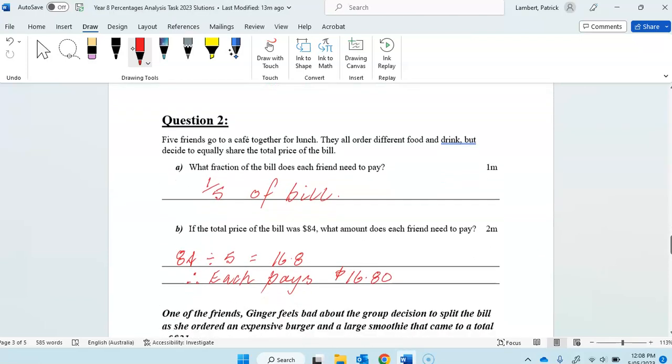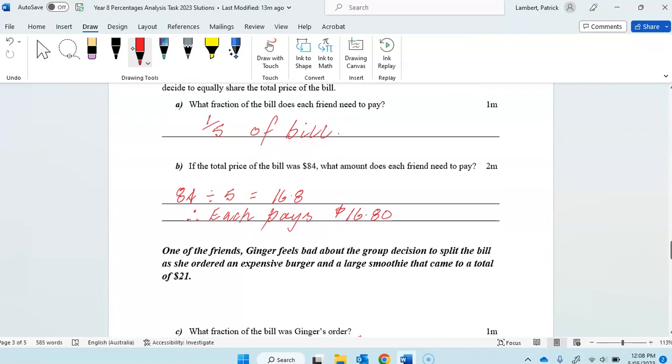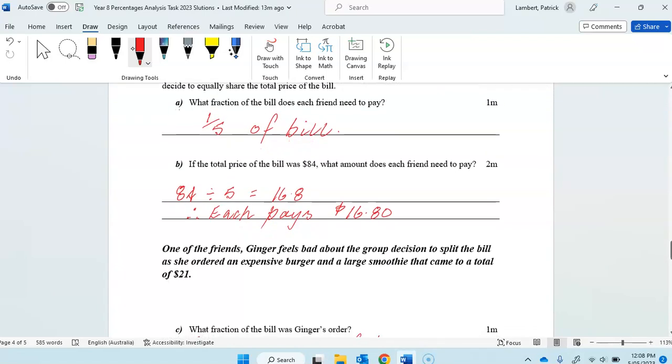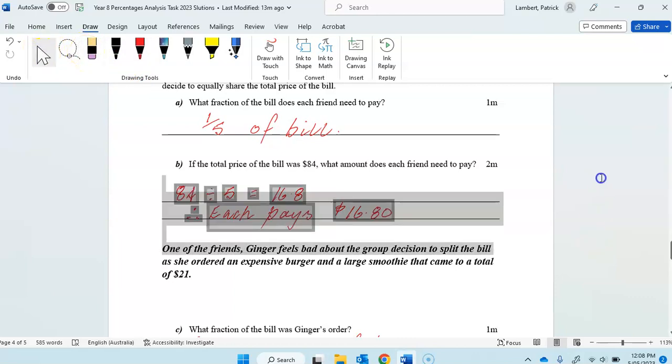This one you will recognise. I did this one in class. Okay, 5 friends go for lunch. They divide it evenly. It's going to be 1/5 of the bill.